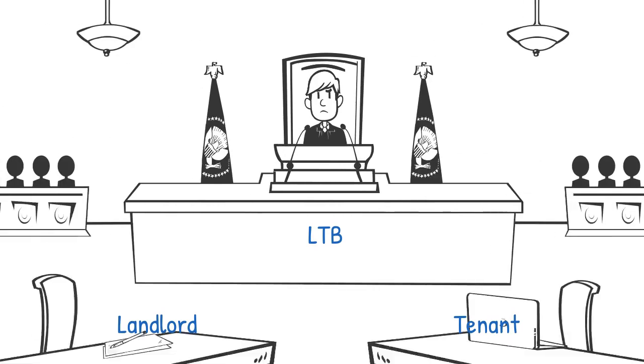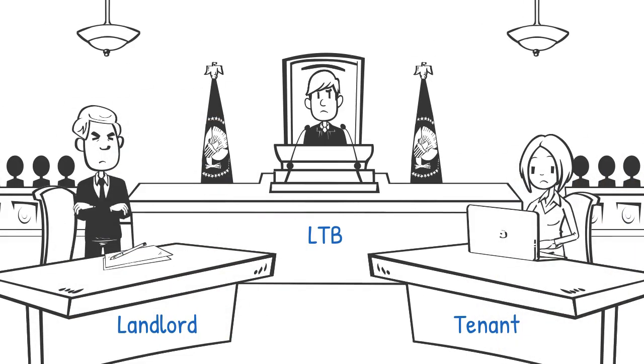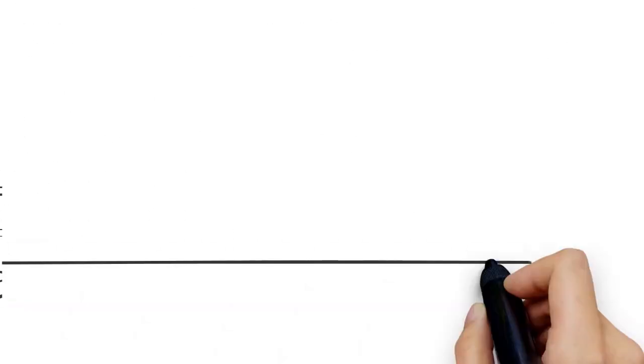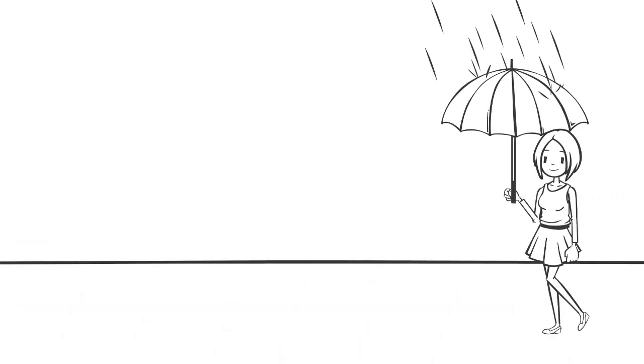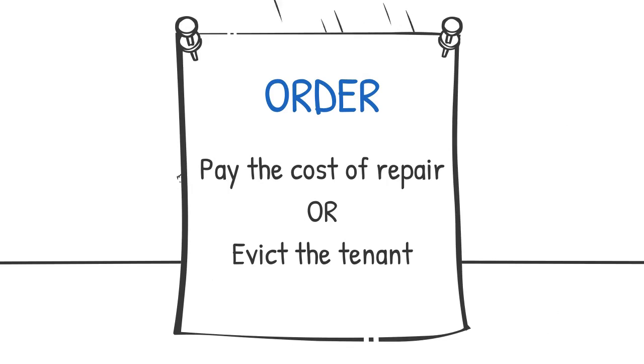If a tenant has not repaired any damage, the landlord can apply to the Landlord and Tenant Board. If the board finds the tenant should be held responsible for the damage, the Landlord and Tenant Board can order the tenant to pay the cost of repairing the damage or even evict the tenant.